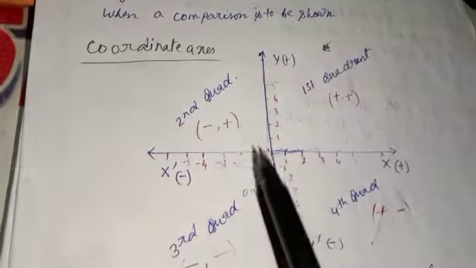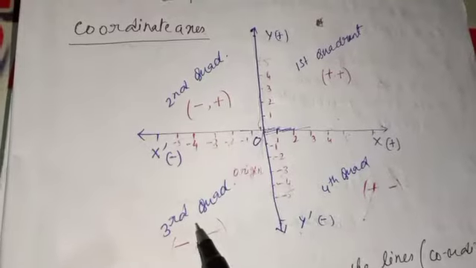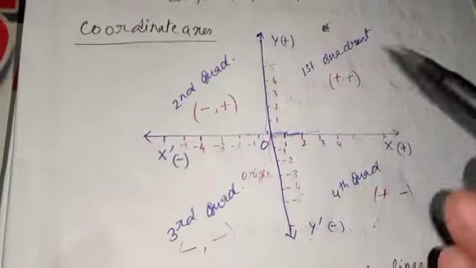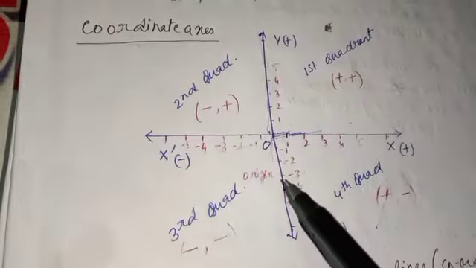This is second quadrant. Then if you see third quadrant, see this one, this line you can remember easily. If you don't want to remember directly, you can understand from the diagram also.